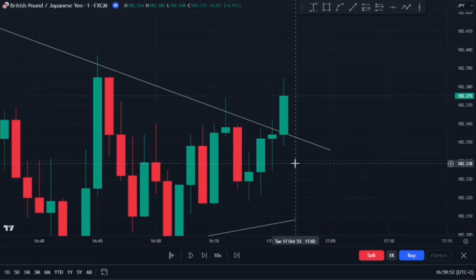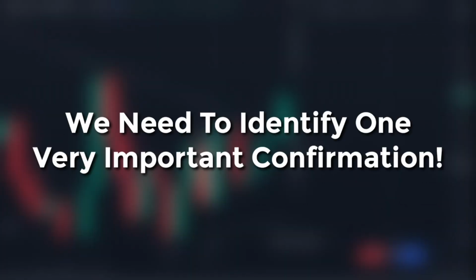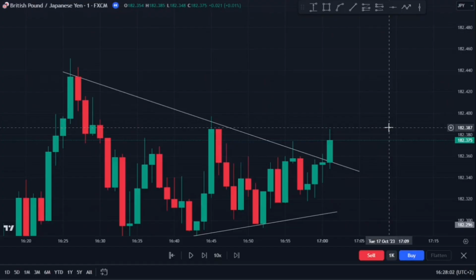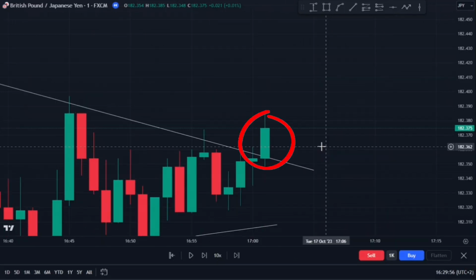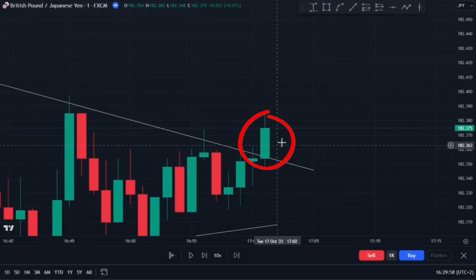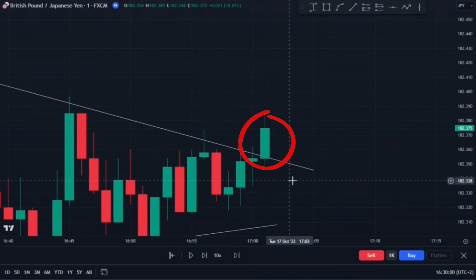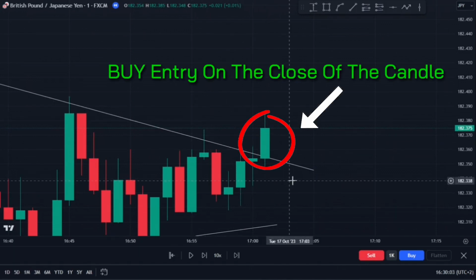Now, just because there's a breakout doesn't mean we should recklessly enter a position. We need to identify one very important confirmation. Before we enter a buy position, we need to see that the majority of the body of the candle has closed above the resistance level. In this case, we can see that the majority of the body of this candle breaks through this resistance level, making this a great time to enter a buy position on the close of this candle.